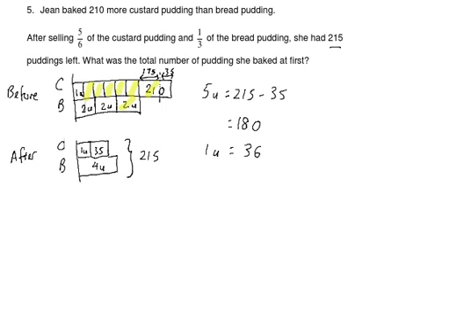What was the total number of pudding that she baked at first? So let's count the number of units she had at first. You have 1, 2, 3, 4, 5, 6, right? And you have another 6 here, right? It's 12 units, yes or no? 12 units equals to 36 times 12 equals to 432.